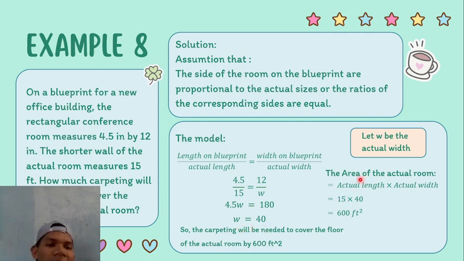Next, the area of the actual room is actual length times actual width. So we get 15 times 40 equals 600 square feet. So the carpeting needed to cover the floor of the actual room is 600 square feet.